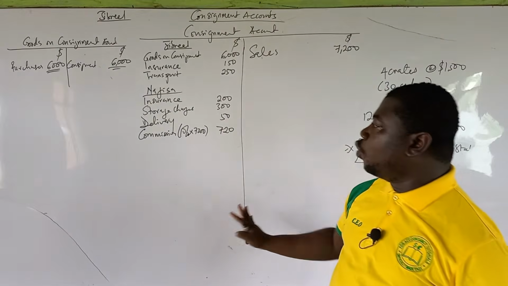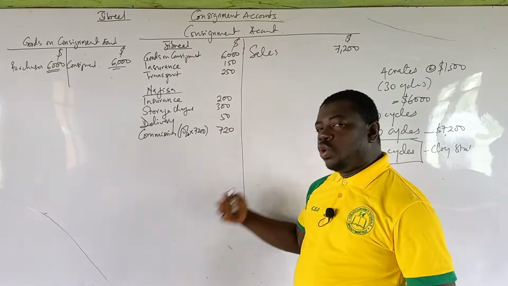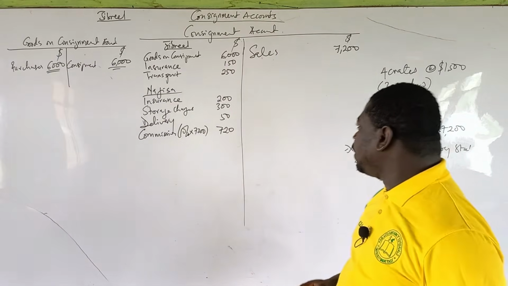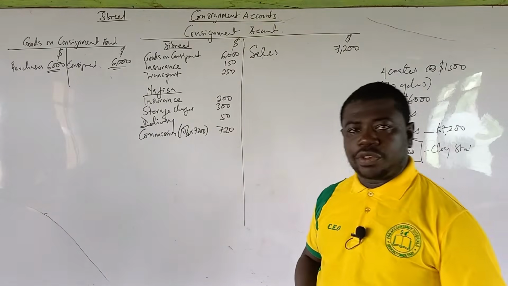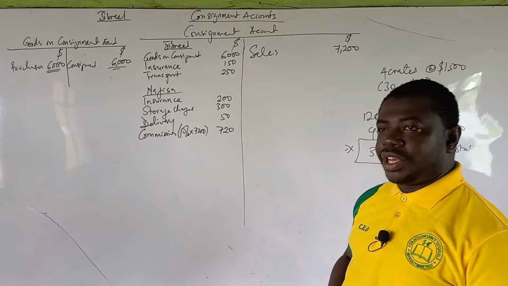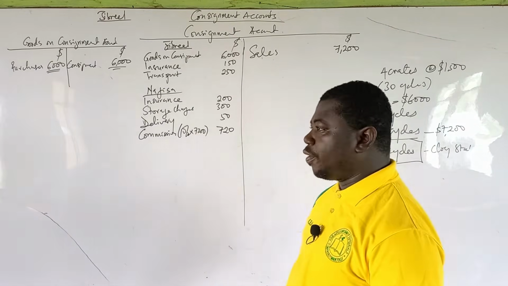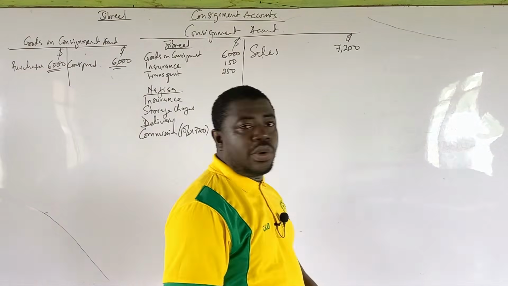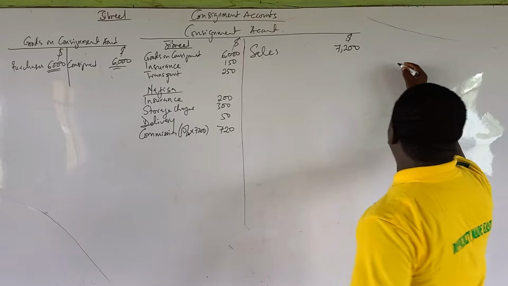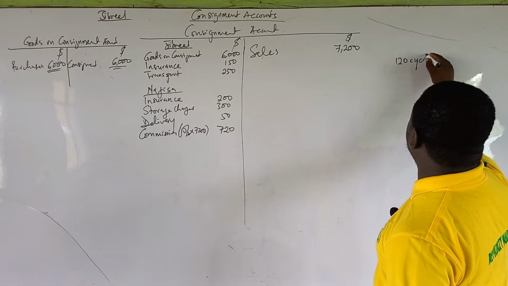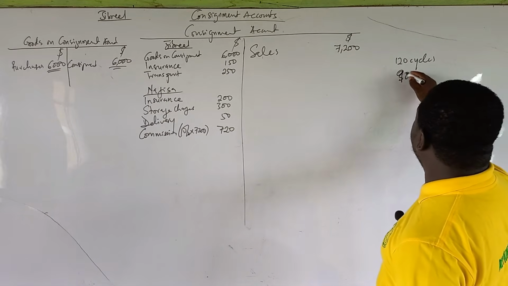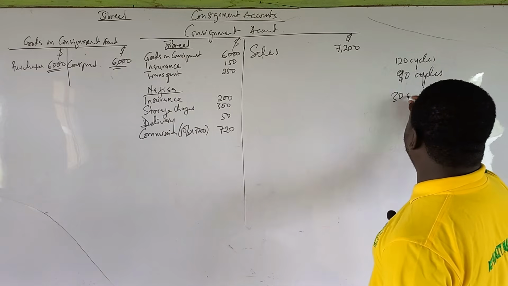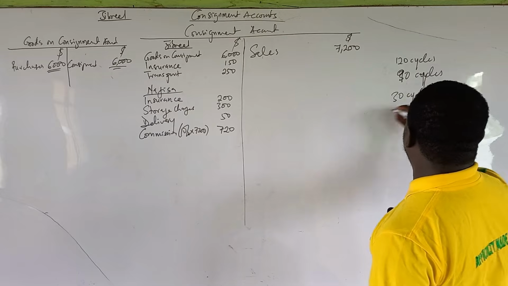Okay, so now that we know this, we don't yet know how to value the closing stock and how to treat it. So I'm going to take my time. Follow me as I explain the concept of closing inventory and how to treat it in the consignment to agent account. Now, with the closing stock valuation, this is what we do. We have already identified that there were 120 cycles in total, and 90 cycles were sold. So we have 30 cycles left. This is the closing stock.